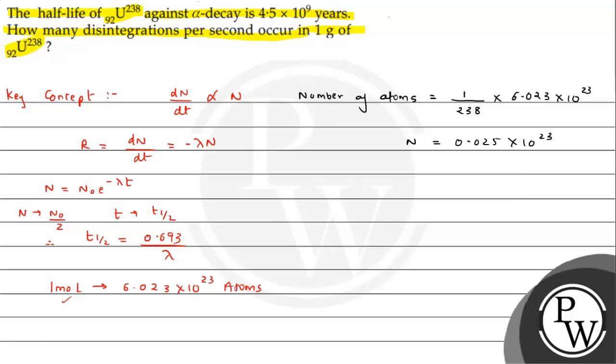Now we are interested in calculating the number of disintegrations per second. Basically we are going to calculate the rate. The rate can be written as λ into N. We have got the number of atoms; now we have to calculate λ. For λ we can calculate from the half-life. Now λ can be written as 0.693 divided by t half.